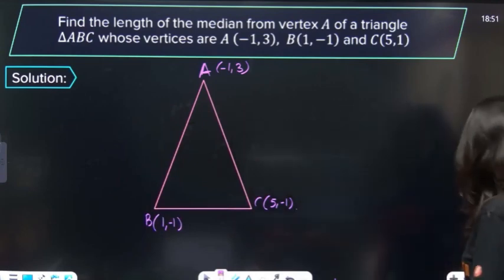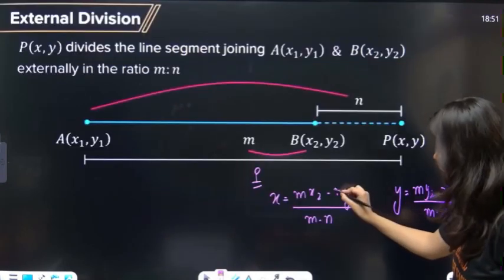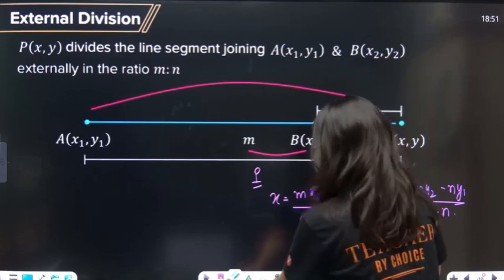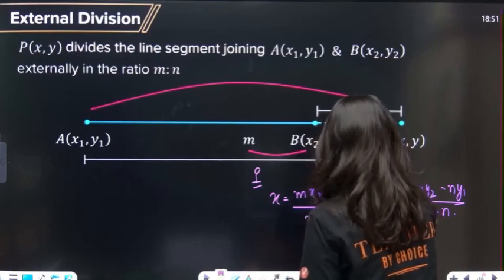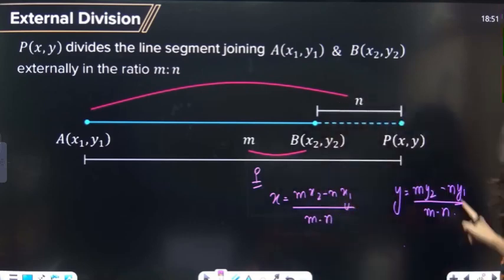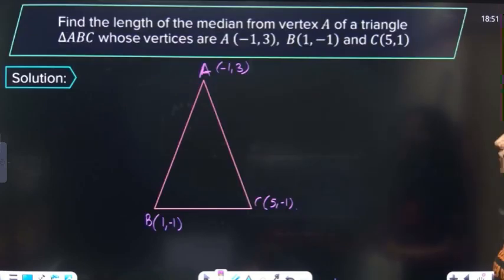Sorry, I wrote mx2 minus mx1; no, I have written n. This is n. So it is mx2 minus nx1, my2 minus ny1. This is the formula.